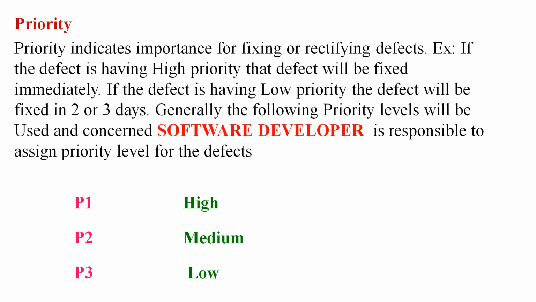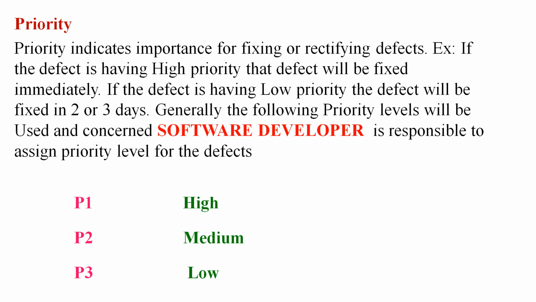Some defects they will give the P1 high priority. Those defects have to be rectified immediately. Right? If the defect has a high priority, that defect will be fixed immediately. If the defect has low priority, the defect will be fixed in 2, 3, 4 or 5 days. Right? These priority levels will be assigned by the concerned software developer. Please keep it in mind.